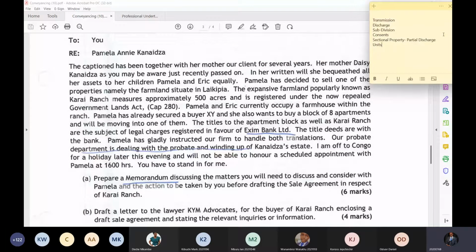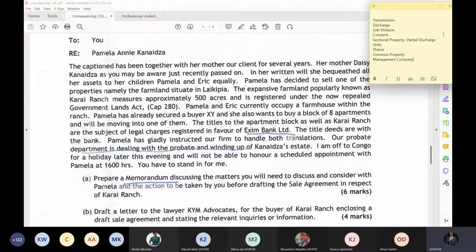What else? Shares. What else? Common property. What else? Management company. Actually, I had skipped that bit of 8 apartments. But yes, those are all the issues that will arise if you mention sectional properties. Units, each unit you get a single share, there's common property, there's a management company. What else have we left out?